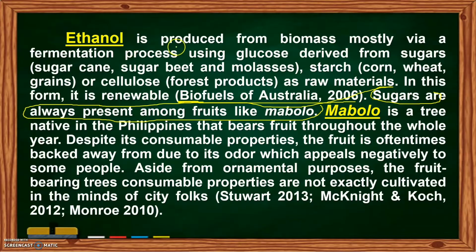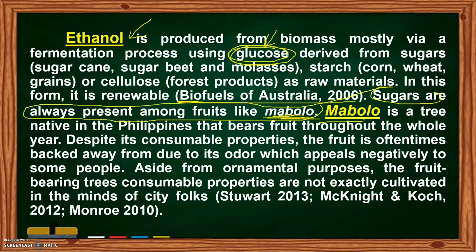Kung mapapansin nyo, sabi dito, ang ethanol, diba, ay meron daw dapat dyang glucose na ferment or na nakakapag-produce tayo ng ethanol kung ang isang bagay ay may glucose. And pag sinabi natin glucose, it means sugar. Kaya, so ang naging transition nila dito, sinabi nila na there are sugar in mabolo. Kaya sabi nila, sugars are always present among fruits like mabolo. And then after mabanggit nila yung mabolo, diniscuss na nila yung tungkol sa mabolo, which is another variable in your research study.